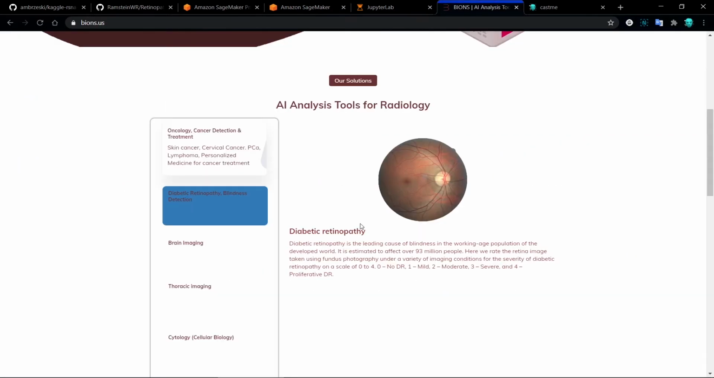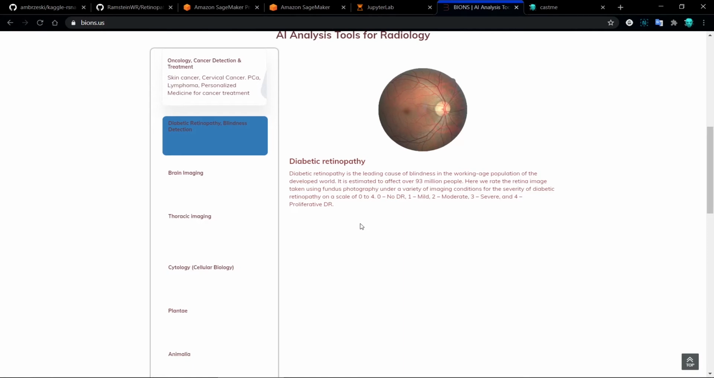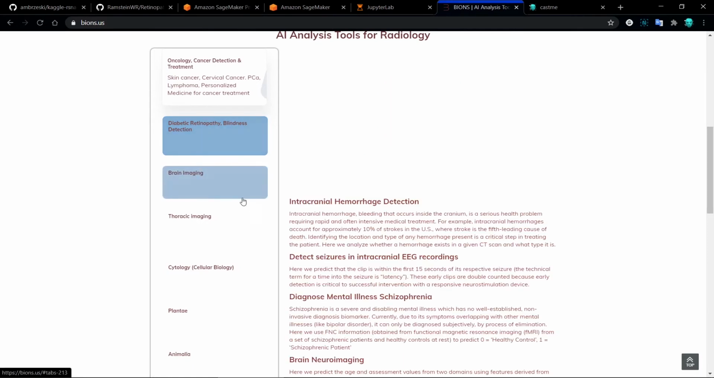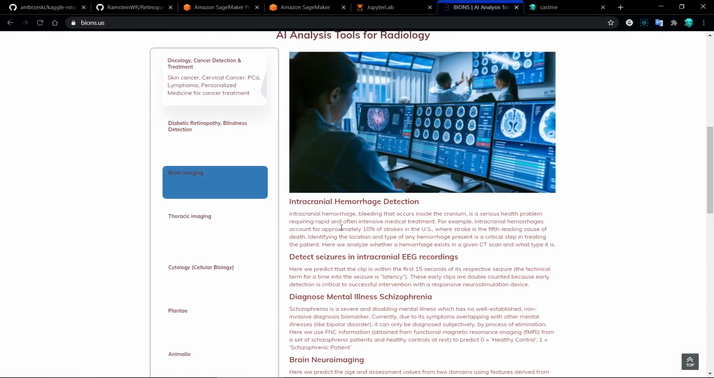Okay, so let's move on to this. We have done the eye part. Let's go over the brain imaging. What are the solutions we are building for the brain imaging part? First of all, there are hemorrhages. What happens there? The hemorrhage.